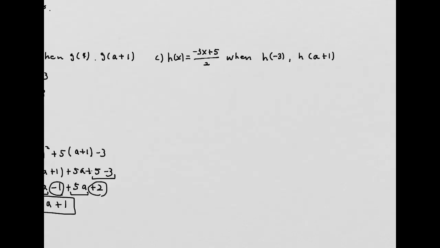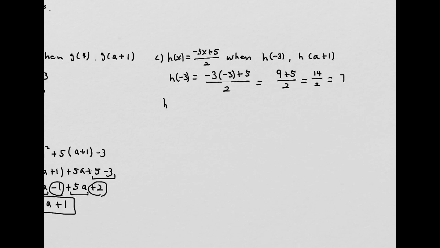Let's try one more. If we replace h with negative 3, we're going to get negative 3 times negative 3 plus 5 over 2. You do the multiplication before addition, so you get positive 9 plus 5 over 2, which is going to be 14 over 2. That equals 7.